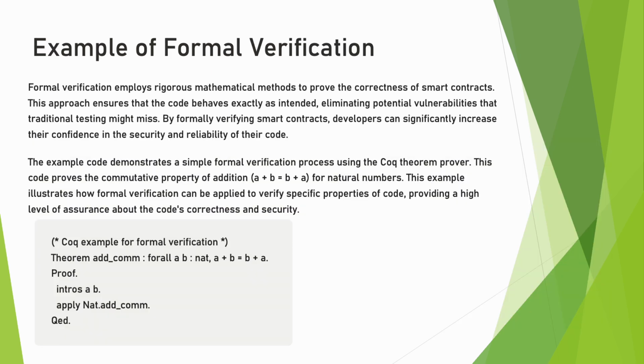Example of formal verification. Formal verification ensures the code behaves as intended by using mathematical proof. The provided example demonstrates a simple formal verification process using the Coq theorem prover. This code proves the commutative property of addition: a + b is equal to b + a for natural numbers. This example illustrates how formal verification can be applied to very specific properties of code, providing a high level of assurance about the code's correctness and security.